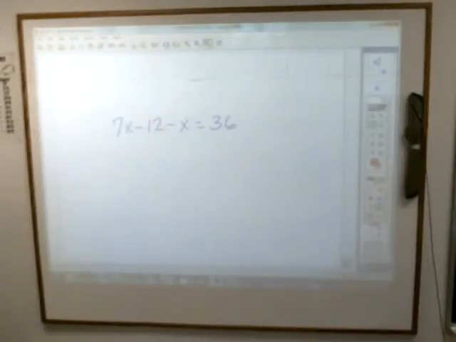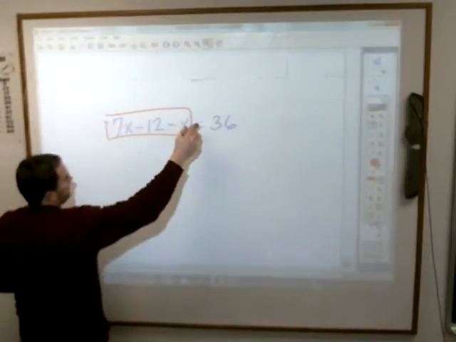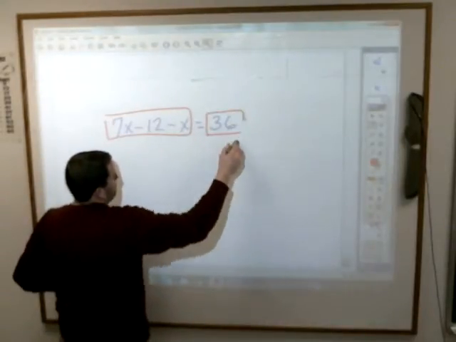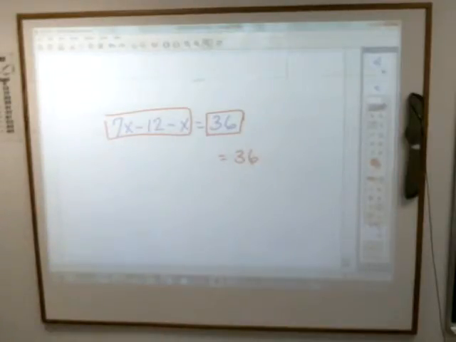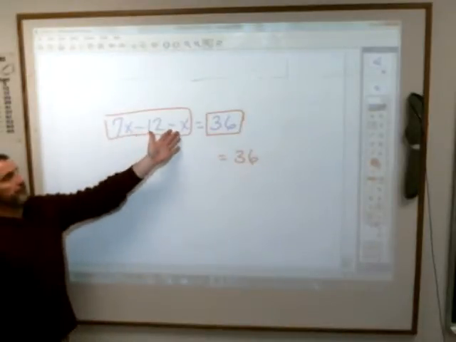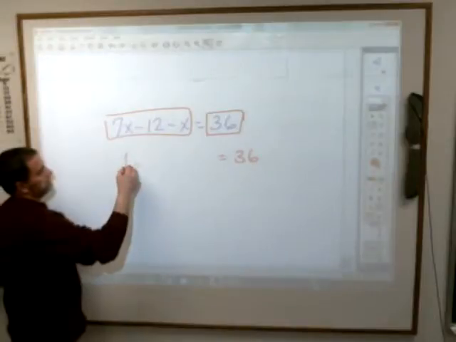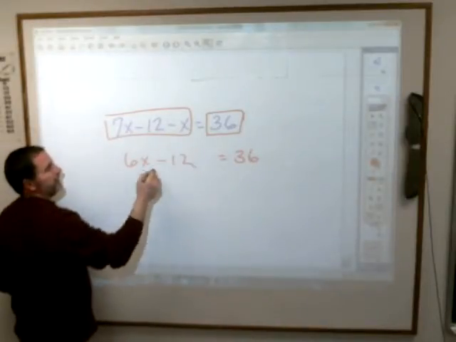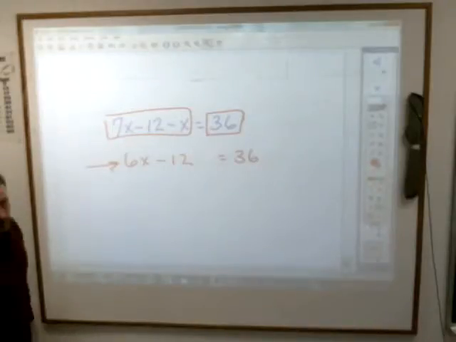Can you simplify anything on either side of the equal sign? Look at this side, look at this side. Well, obviously you can't do anything with 36, but what can you combine on the left side there, Kendall Howell? 7x and x. 7x and a minus x gives you what? 6x. So that should have been really your first step, correct? That's what you should have written down.